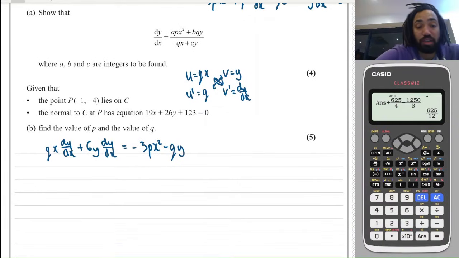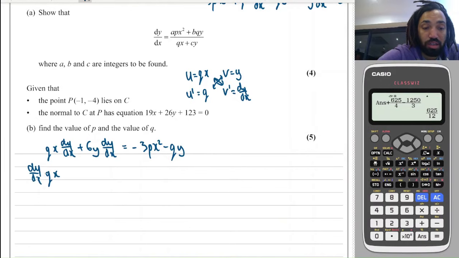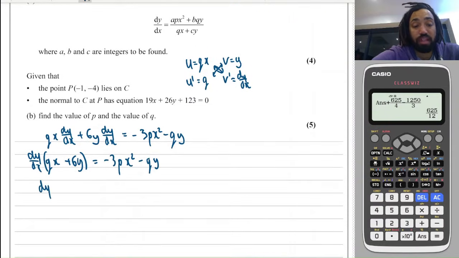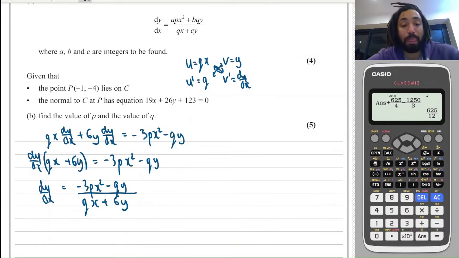Now I can factorize out dy by dx, and that gives me qx plus 6y, and that's still equal to 3px squared minus qy. And then I can divide through to make dy by dx the subject, and that gives me 3px squared minus qy all over qx plus 6y.